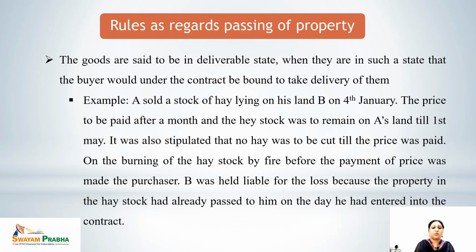Let's see the example. A sold a stock of hay lying on his land to B on 4th January. The price was to be paid after a month, and the hay stock was to remain on A's land till 1st May. It was also stipulated that no hay was to be cut till the price was paid. On the burning of the hay stock by fire before the payment of price was made, the purchaser B was held liable for the loss because the property in the hay stock had already passed to him on the day when he had entered into a contract. So there the goods were already in a deliverable state, and when B entered into the contract, the property already got passed to the buyer.